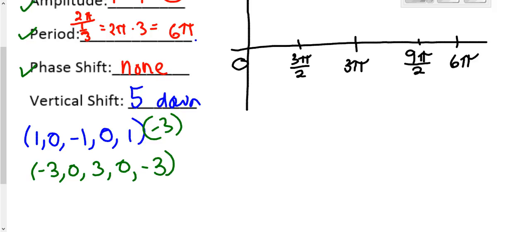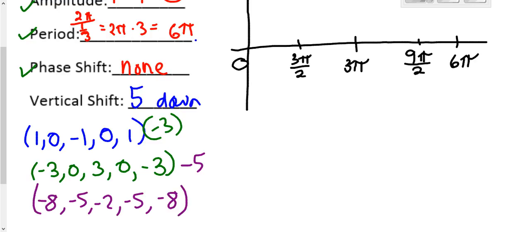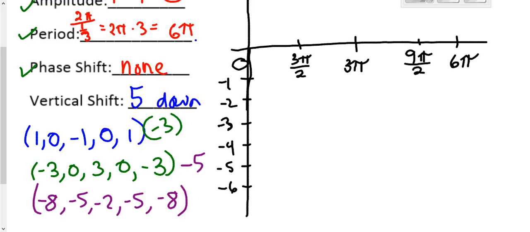The last thing to account for is the vertical shift. If this is going down 5, we are subtracting all of these by 5. So this is -8, -5, -2, -5, and -8. So this graph is heavy below the x-axis. So I'm going to draw my x-axis down more. -1, -2, -3, -4, -5, -6, -7, and -8 will just fit down here.